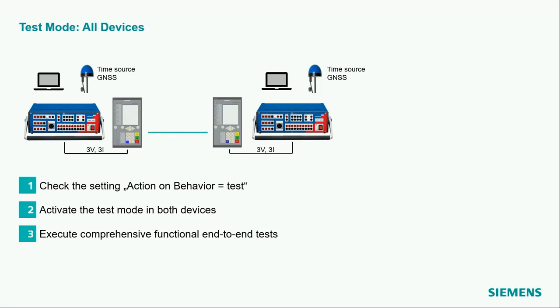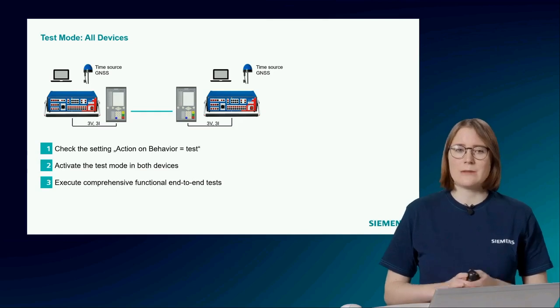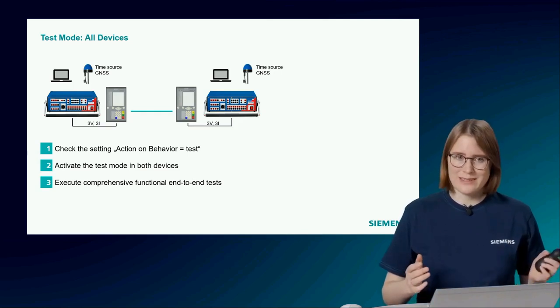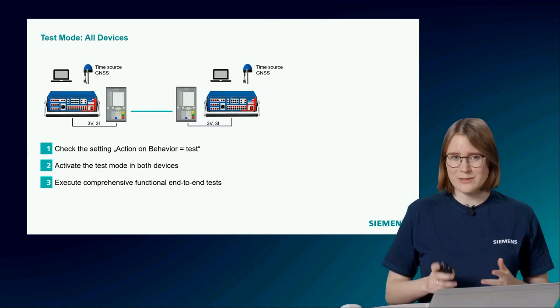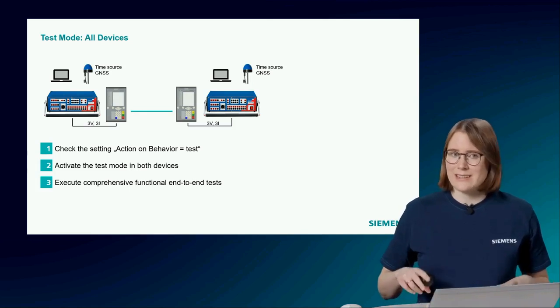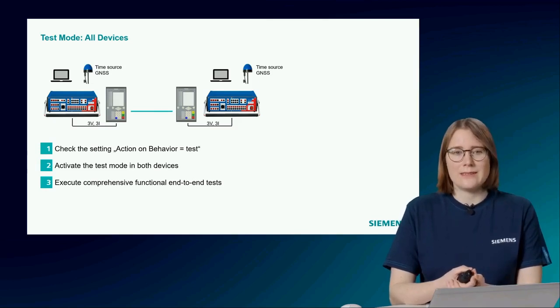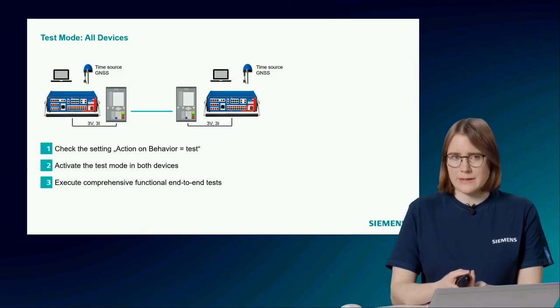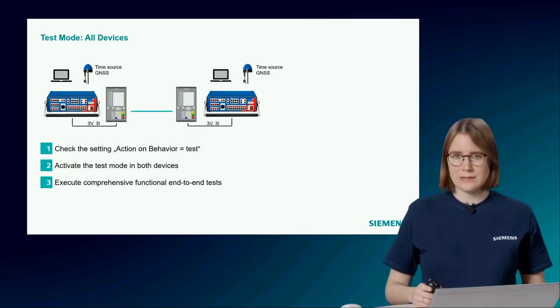In this test setup, you switch the test mode on in all devices, and you can execute a very comprehensive end-to-end test where you inject currents in both devices and check if the line differential protection is working as it should. And here you have also the option to decide by setting whether the binary inputs and outputs should get active or not. So if the function trips, do I want to see this trip in the binary output or not?